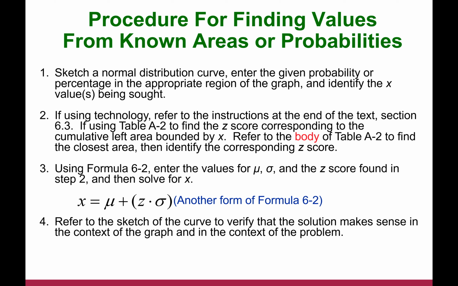So now let's look at the procedure for finding values for a known area or probability. In this case, we do know the probability, and we're going backwards to find the x value corresponding to that area. First of all, sketch the bell curve.